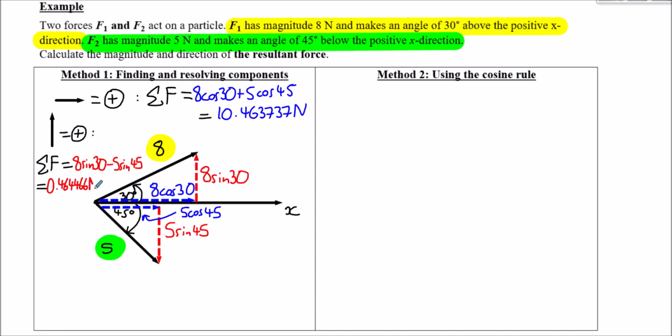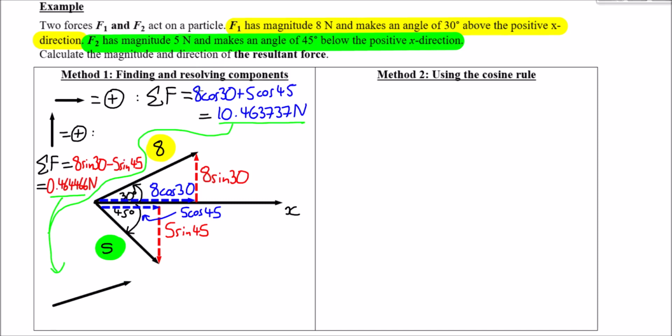0.464466 newtons. We can now build a picture of this resultant force. So if I just take this one here and that one, carefully, we can now build a picture of what the resultant force of the 8 and 5 looks like. So it's going to go about 10.5 newtons along and ever so slightly up. So it's going to be looking something like this.